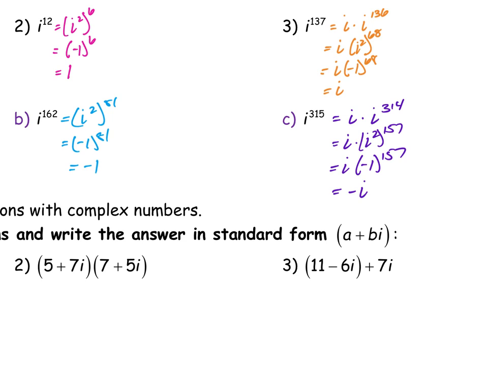Why is it easier? Because negative 1 to an odd exponent is negative 1. So this becomes i times negative 1, which is negative i. Oh, I see. Are you okay with that?